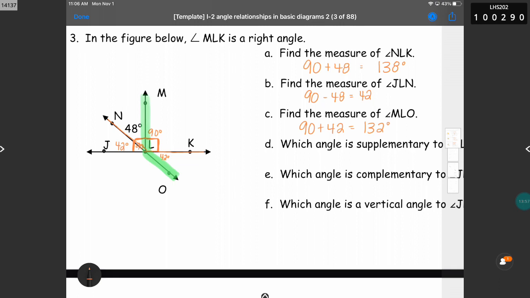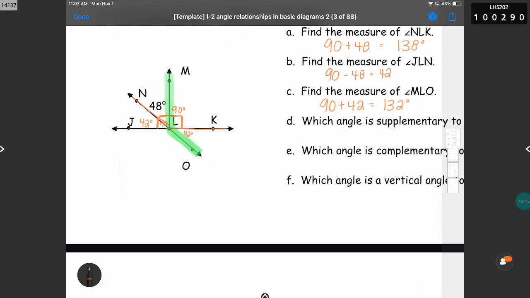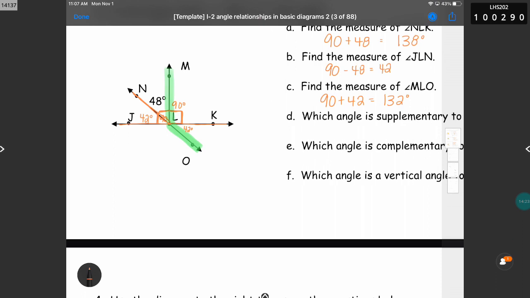All right, what angle is supplementary to JLN? KLO. NLK. No, KLO. So we just said it was supplementary to 42. JLN is what? Supplementary is 180. So that's going to be NLK.